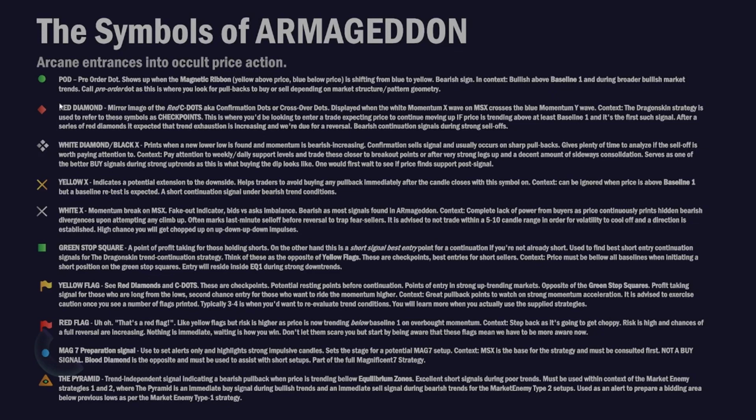All right, so next, the yellow X indicates a potential extension to the downside. Helps traders to avoid buying any pullback immediately after the candle closes with the symbol on. The context can be ignored when price is above baseline 1, but a baseline retest is expected, a short continuation signal under bearish trend conditions. So even in the explanation here, it does give you the context.